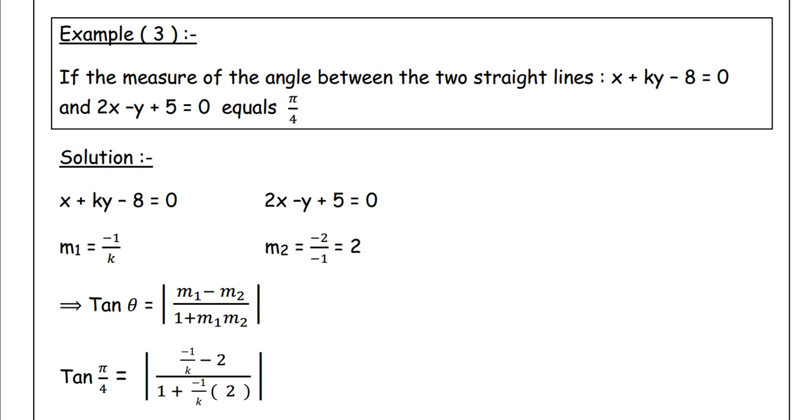Example 3. If the measure of the angle between the two straight lines x plus ky minus 8 equals 0 and 2x minus y plus 5 equals 0 is given, then in this example, I have already the measure of the angle. So what I have to find, what I have to know, I have to find what?